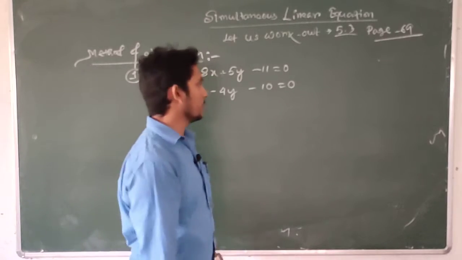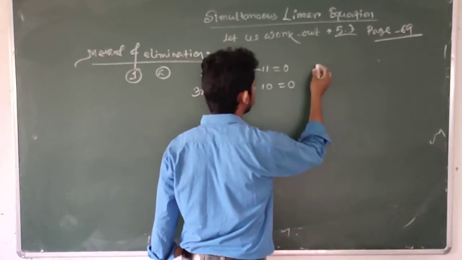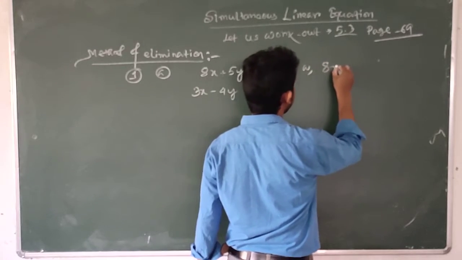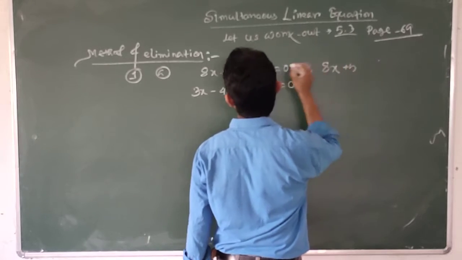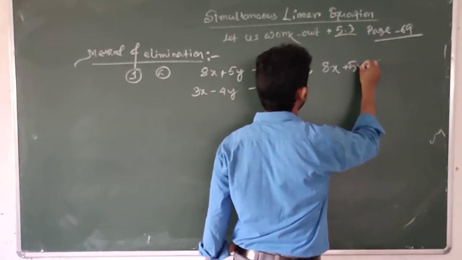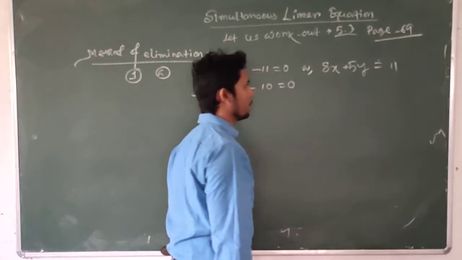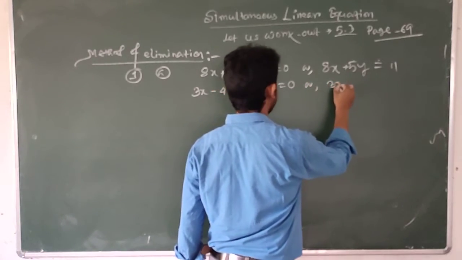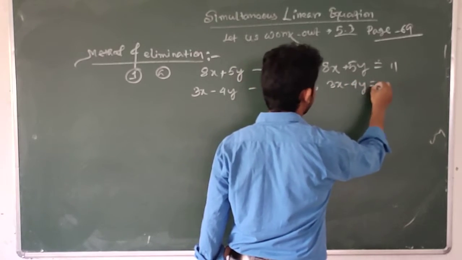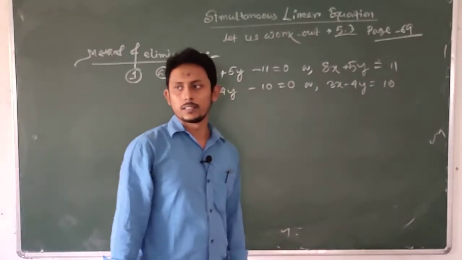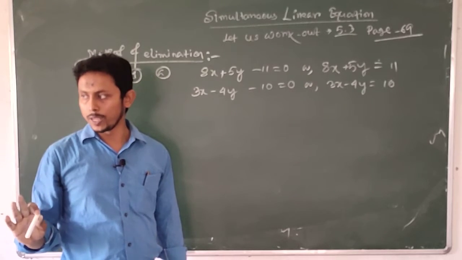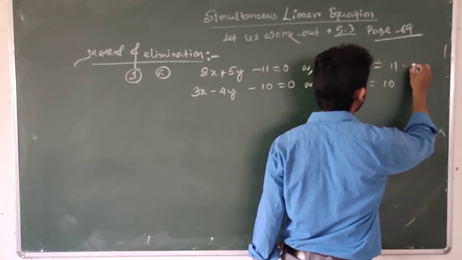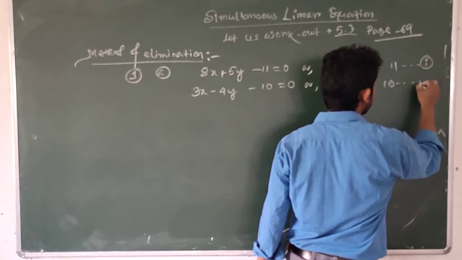So how to eliminate that, that's what we are going to learn. First, the constant part will be moving to the right side. 8x plus 5y equals to 11. I have moved it to the right side. Then 3x minus 4y equals to 10. First do it in this way, so the constant part will be on the right side. Name it as number 1. Is this visible on the camera?